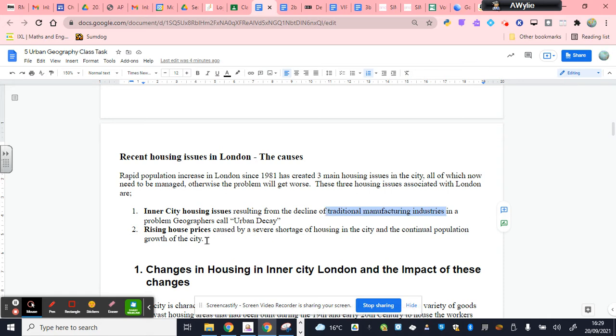A more recent issue in London, and also definitely worth considering for anybody who lives in that city, is the impact of rising house prices. So we're going to deal with that as well in today's lesson.